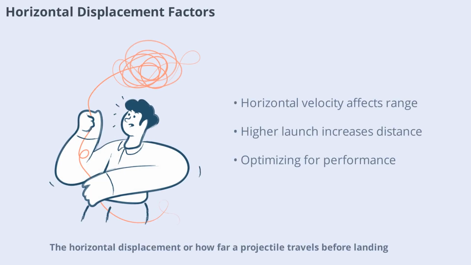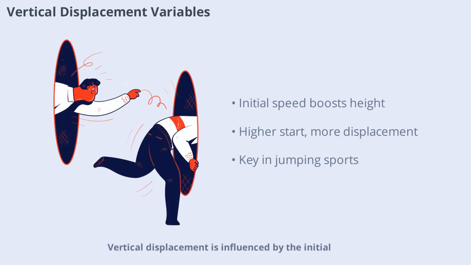Horizontal displacement, or how far a projectile travels before landing, depends on the horizontal velocity and the relative projection height. A faster horizontal speed or a higher launch point will result in a greater range. Understanding these factors helps athletes and engineers alike optimize performance, whether it's throwing a javelin or designing a new sports technique. Vertical displacement is influenced by the initial vertical velocity and the relative projection height.